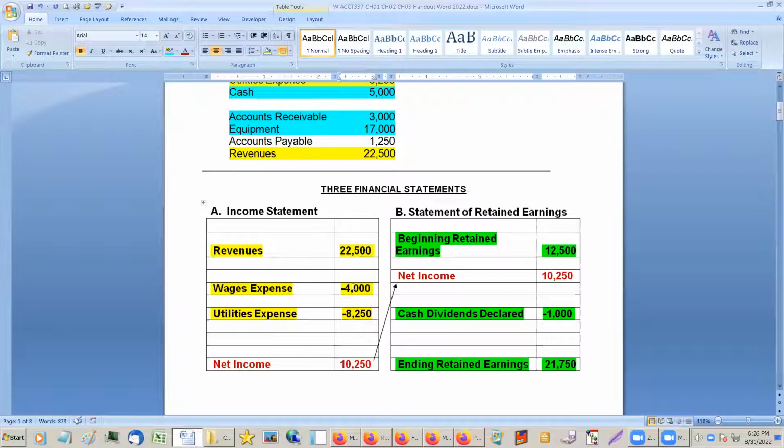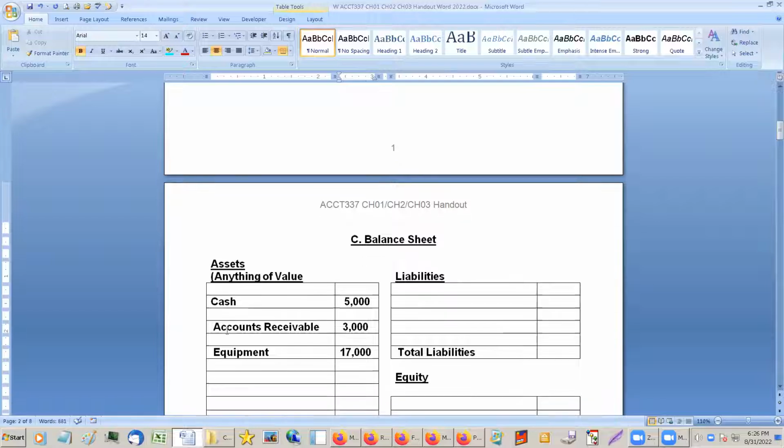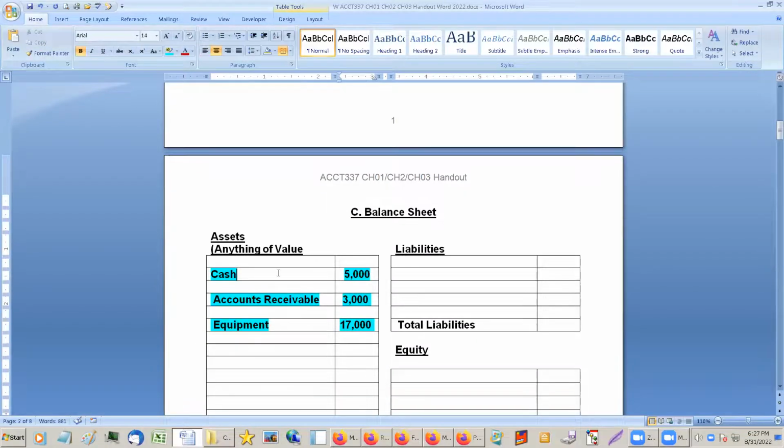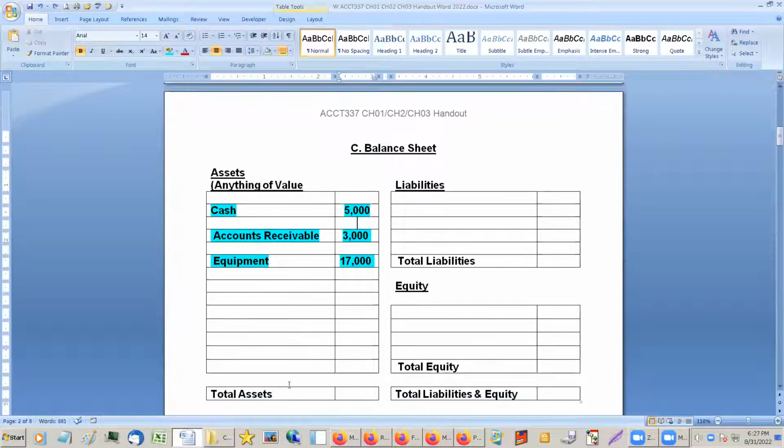Just that quick, I forgot, 3,017. Okay, so these are all assets, they have a value. The total goes up. I think it's 25,000.